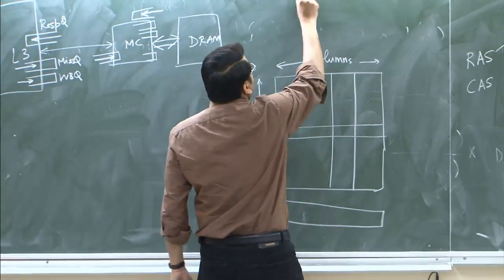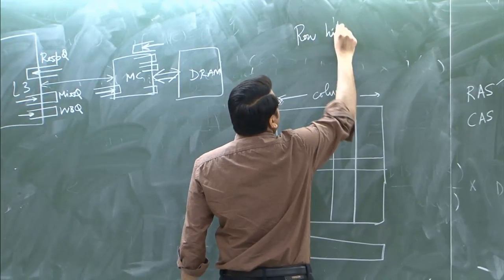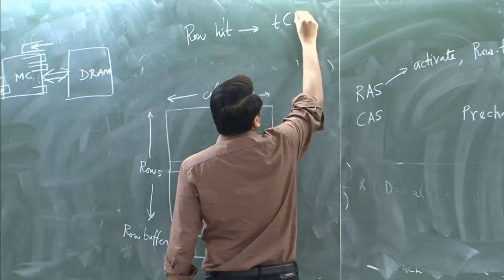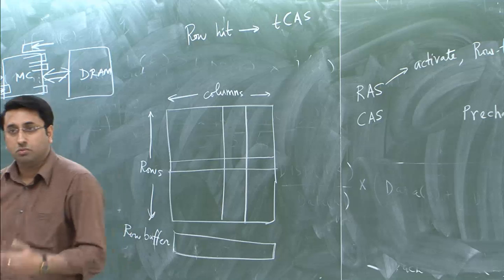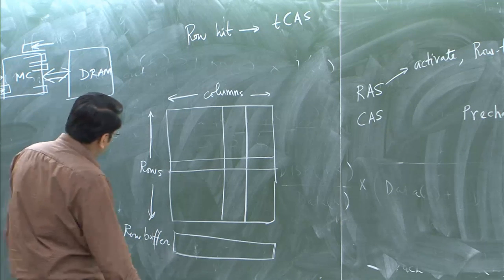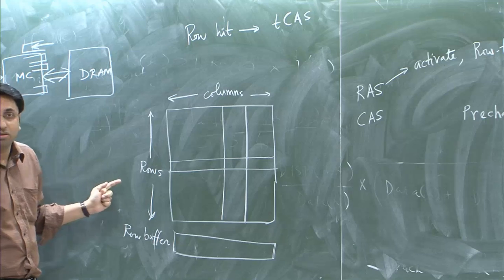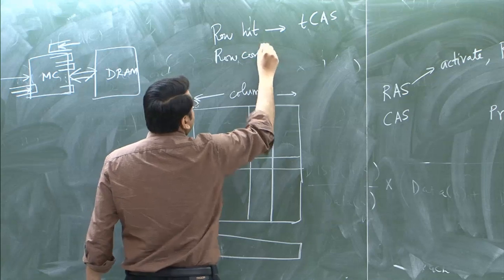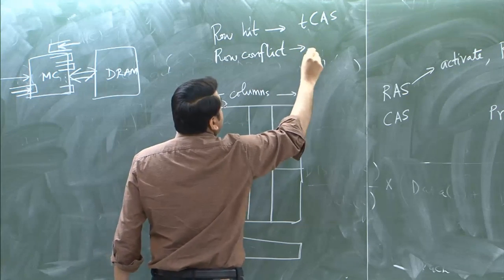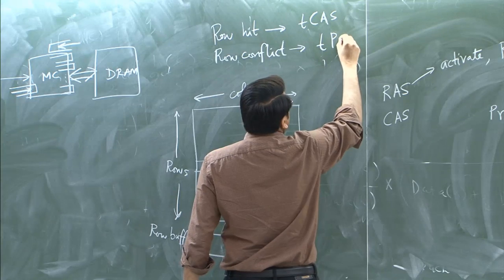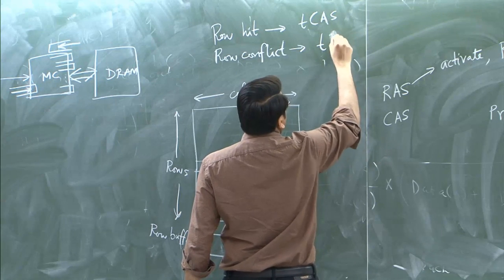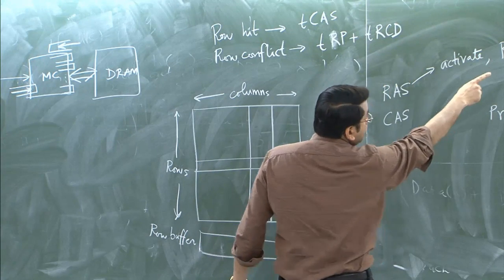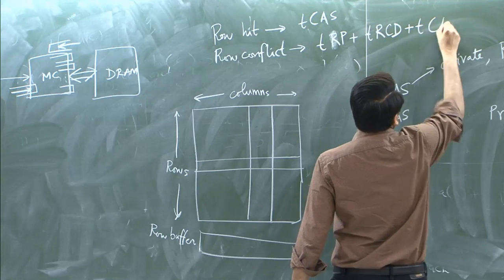So the first one, where a particular request maps to the current open row, is called a row hit, which has a latency equal to tCAS, just the time to do a column access. The second scenario, where the currently requested row is not open, is called a row conflict, and it has a latency equal to tRP, that is row precharge, plus tRCD, that is row to column access delay, plus tCAS.